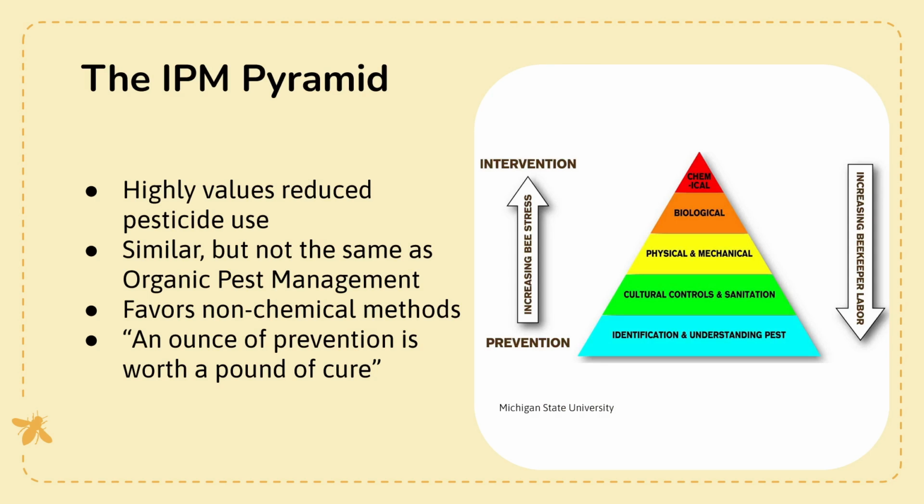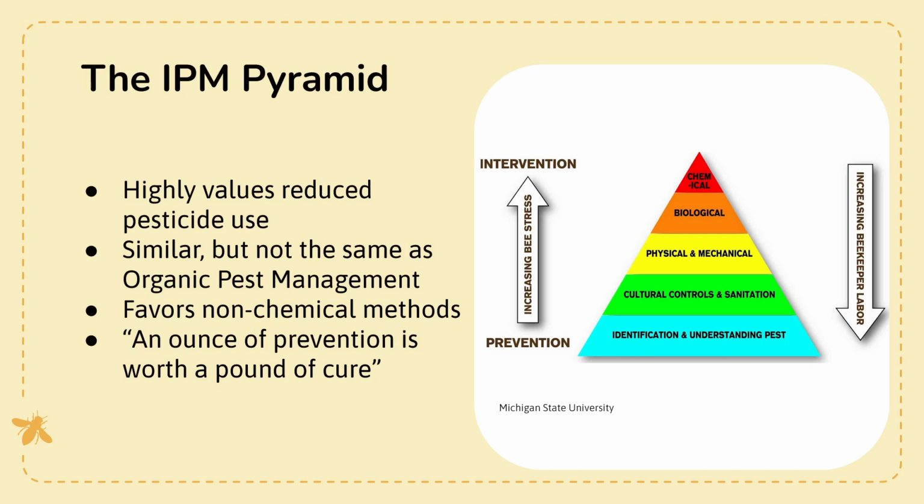Now, earlier we talked a little bit about the IPM pyramid. The big thing to know about the IPM pyramid is that it very much values non-chemical methods when dealing with pests. The whole idea is that we save a lot of time, money, and even potentially bees by using more organic methods or even just non-chemical methods. So while this is not exactly the same as organic pest management, they do carry a lot of similar aspects, and a lot of the techniques of organic pest management can be carried over to this style of pest management.